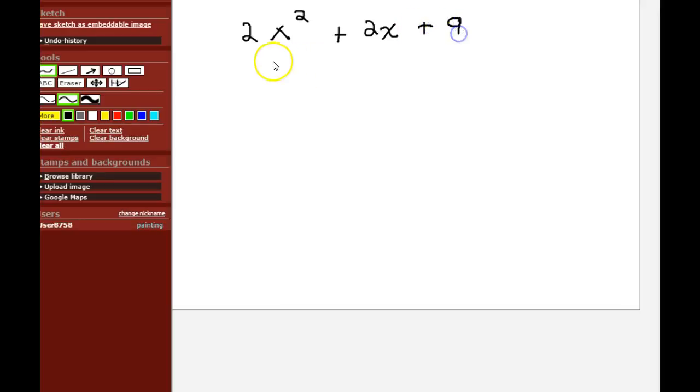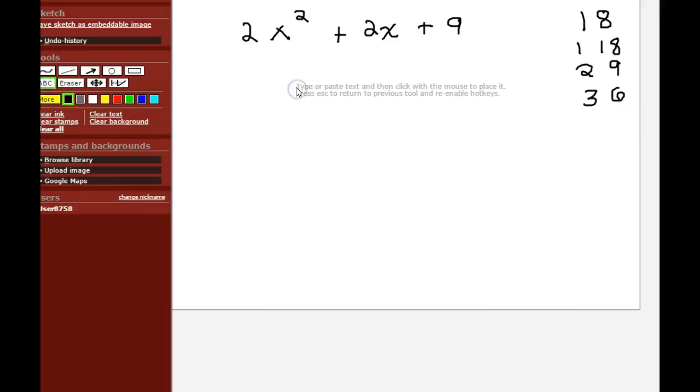All right, so there's no greatest common factor, and the lead coefficient is not 1. So now we take a and c and multiply them together and put them over here, 18. This is a positive number, so the factors are either both positive or both negative. So let's see, 1 and 18. 2 and 9. Nope, it doesn't add up to 2, and 3 and 6. Whether these two are both positive or both negative does not work, so the answer is prime.